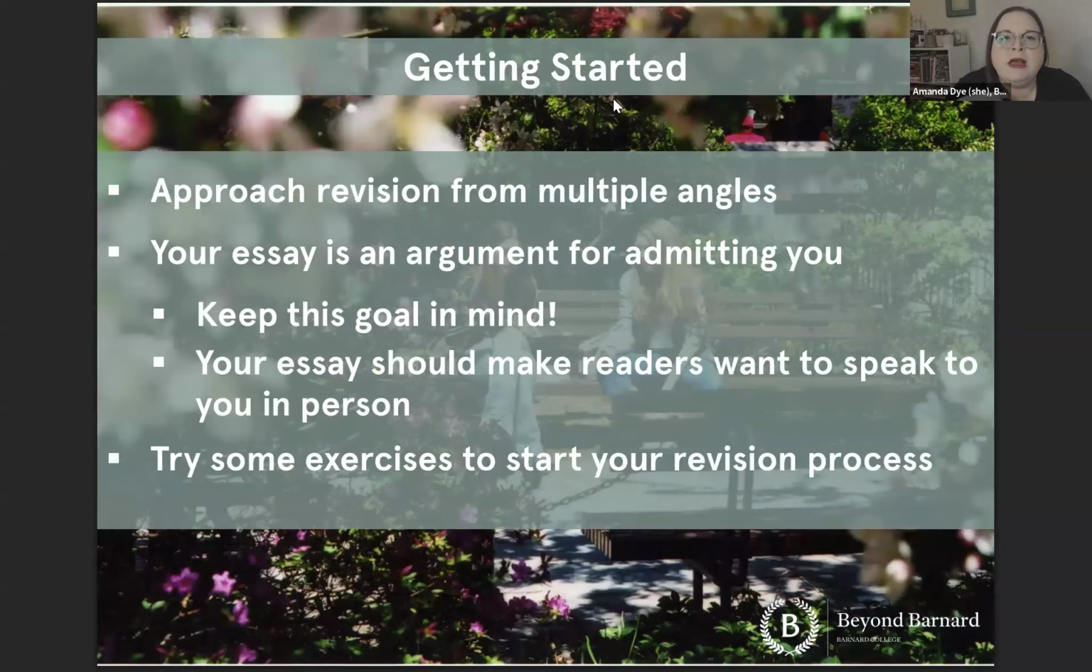So remember that revision needs to happen from multiple angles, and that your goal is always to keep in mind that your essay needs to function as an argument for admitting you. You want the person who reads your essay to want to talk to you, right? This is the goal of the written application, is really to ask a school to give you an interview and to meet you in person and to learn more about you as a human being. And that's what we're trying to accomplish with the personal statement, right? We're trying to get across enough of your personality and perspective that a school is excited to talk to you.